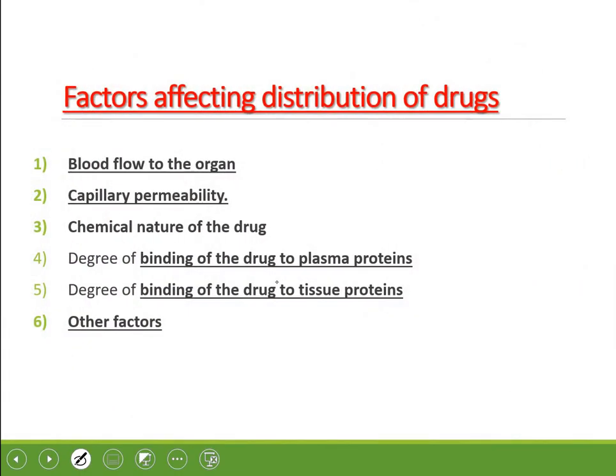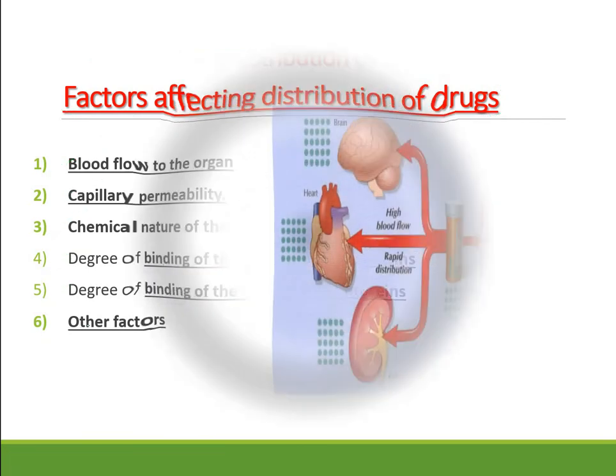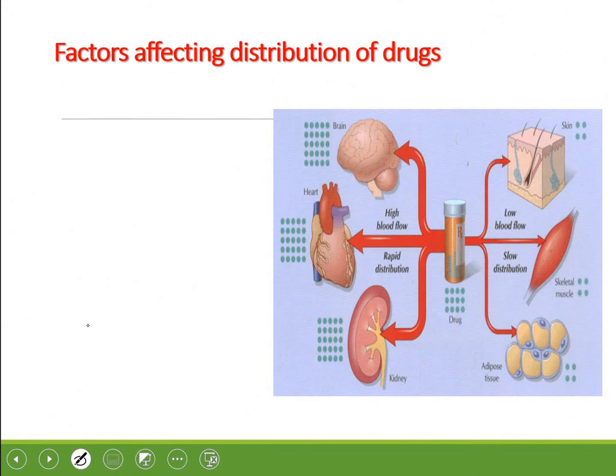Now, factors affecting drug distribution. This is very important because students must know the key factors, and these factors are self-explanatory. You can just have a watch on that. Let me proceed to the other. So let's discuss one by one: factors affecting distribution of drugs.